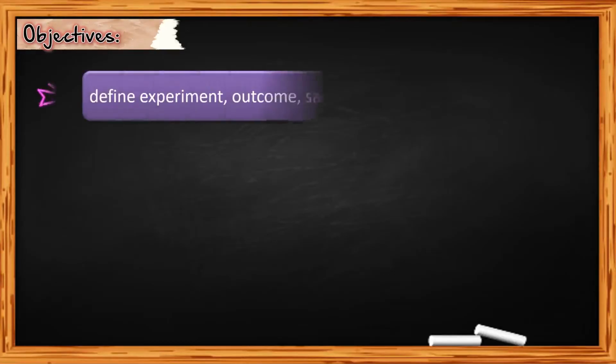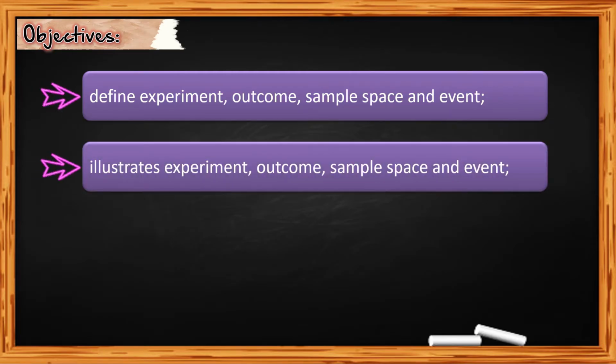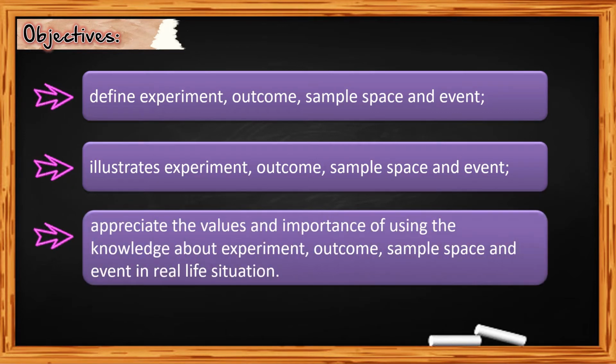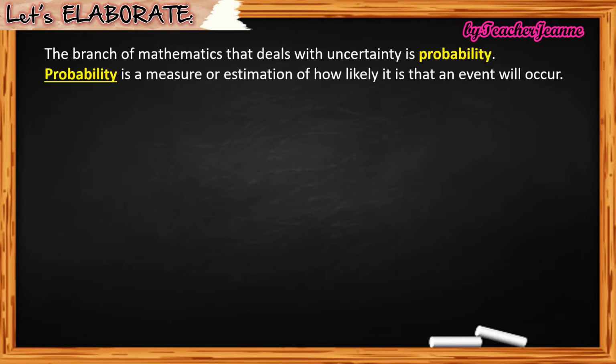At the end of this lesson, you are expected to define experiment, outcome, sample space, and event. Second, illustrate experiment, outcome, sample space, and event. And for the last, appreciate the values and importance of using the knowledge about experiment, outcome, sample space, and event in real-life situations.